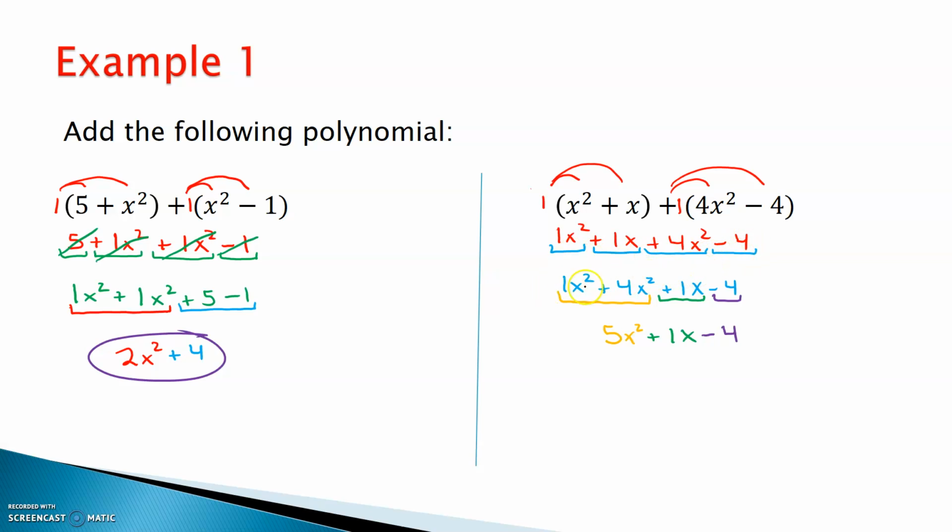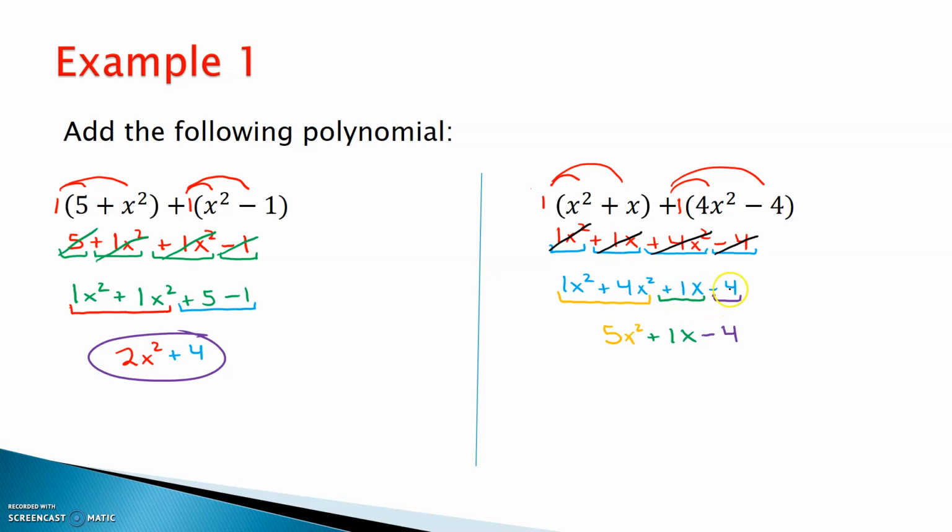Now notice when I wrote them in standard form. X to the 2nd power, that one's right there. 4x to the 2nd power is right there. The next one would be the 1x, and lastly negative 4. But when I went to combine like terms, this one was a little bit awkward. I had x to the 2nd and x to the 2nd, so 1 plus 4 gave me 5x squared. But what about the 1x? That didn't have any other guy to combine with.